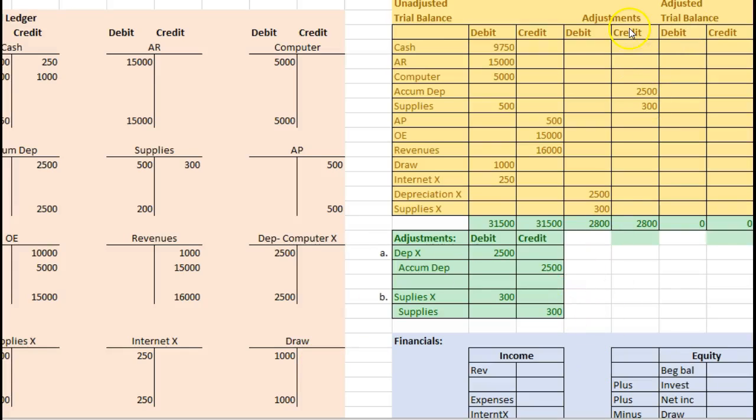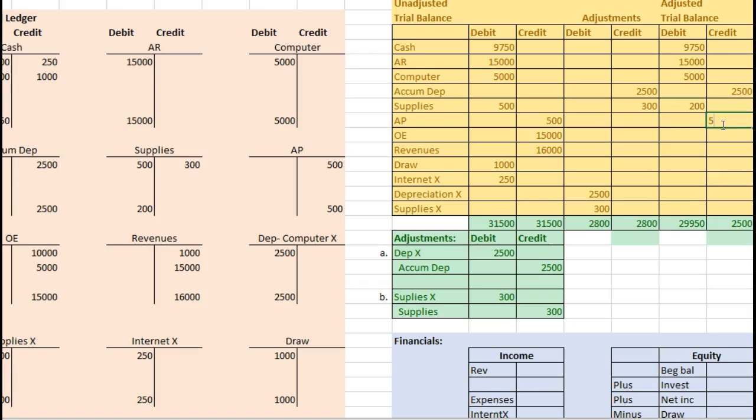Okay, so now let's continue and do the adjusted trial balance. Now that we've done the adjustments, which was a depreciation expense here and supplies expense here, let's carry over all the debits. $97.50 for cash, $15,000 for accounts receivable. Computer is $5,000, and now we have a balance for our accumulated depreciation. Our supplies have gone down. Remember, we did an adjustment, so that's at $200.